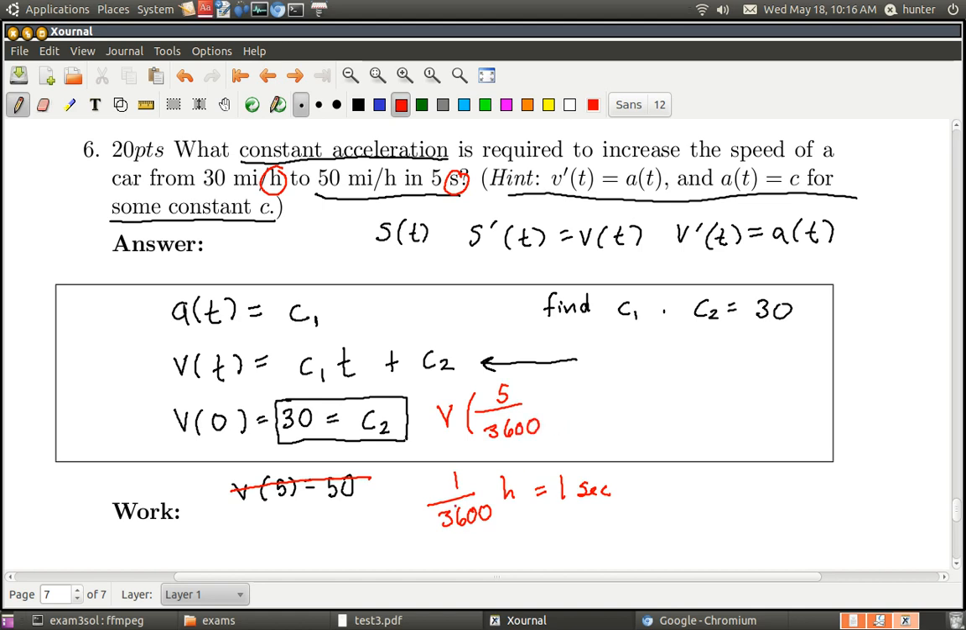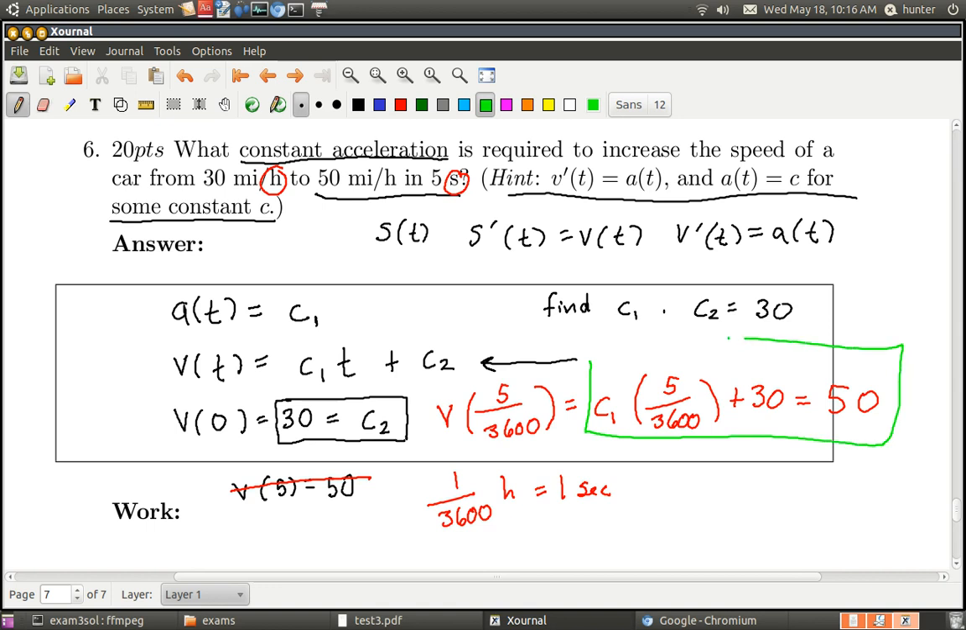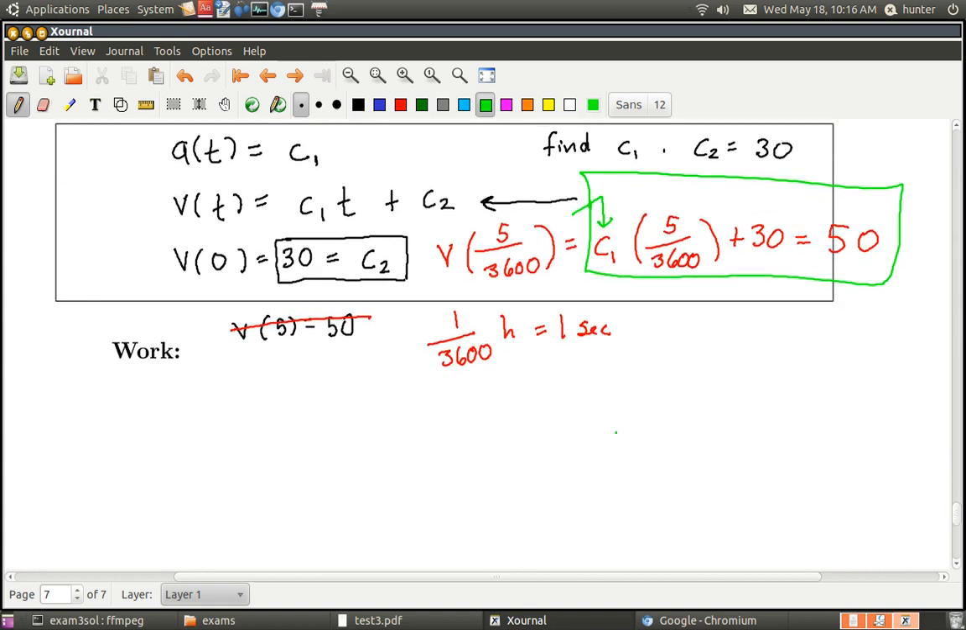And where does this come from? It's 60 seconds in a minute and 60 minutes in an hour, and 60 times 60 is 3600. So I plug this in and I get c1 times this unfortunate number 5 over 3600, plus c2, but now I know c2 is 30. Now this really is equal to 50. And look what we have here. We have an equation in which the only unknown is this thing that we want to know, Mr. C1.